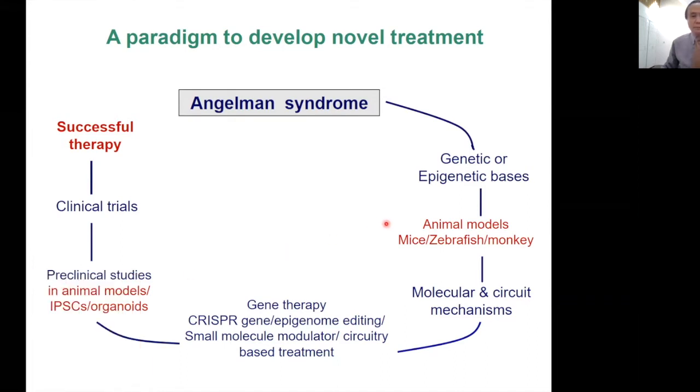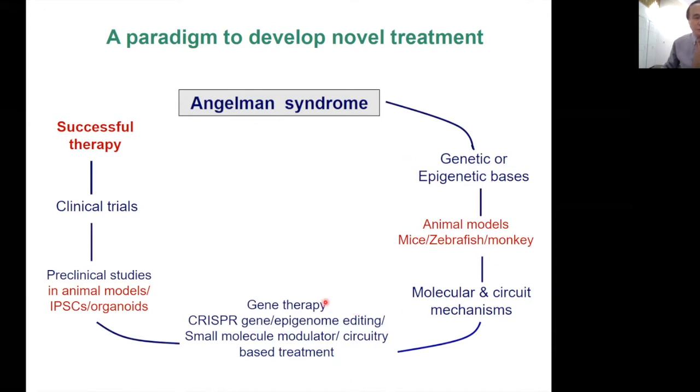Oftentimes, you identify the gene for Angelman. We already identified it back 20 years ago, and then you create an animal model. Oftentimes it's mice, and fish, and monkey, and others. Now you're understanding the mechanism, why missing the UBE3A gene causes Angelman, and eventually develop a treatment.